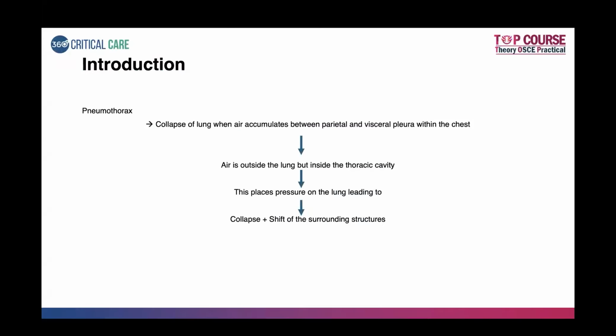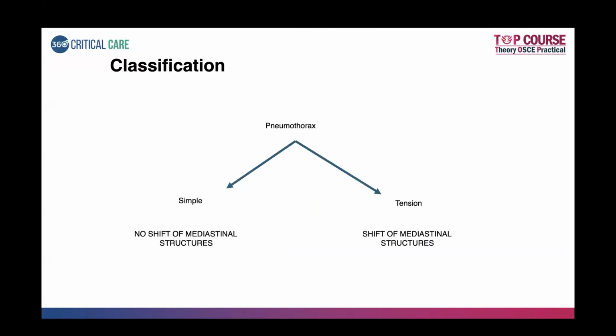So with regard to tension pneumothorax, coming to the introduction, it's basically collapse of the lung when air accumulates between the parietal and visceral pleura within the chest. So air is outside the lung but inside the thoracic cavity. This places pressure on the lung, leading to collapse and shift of the surrounding structures.